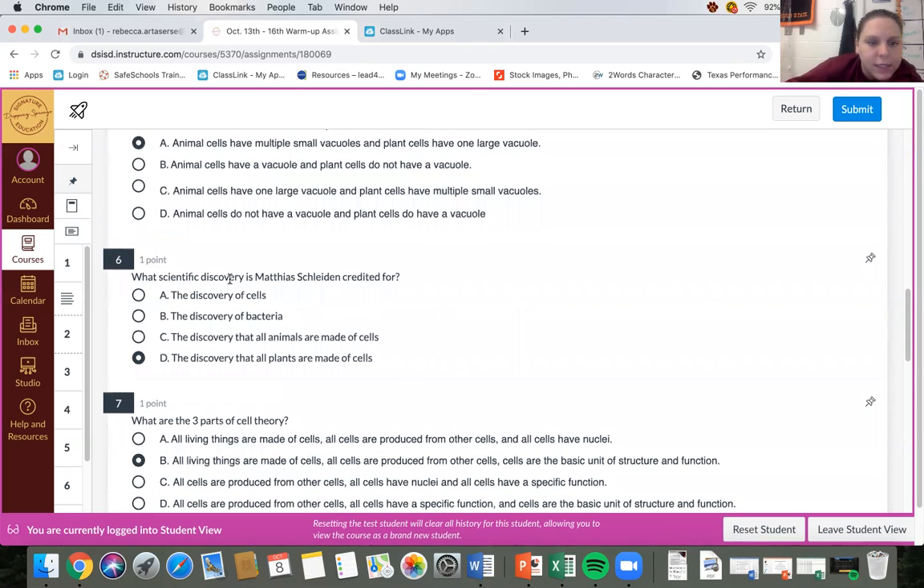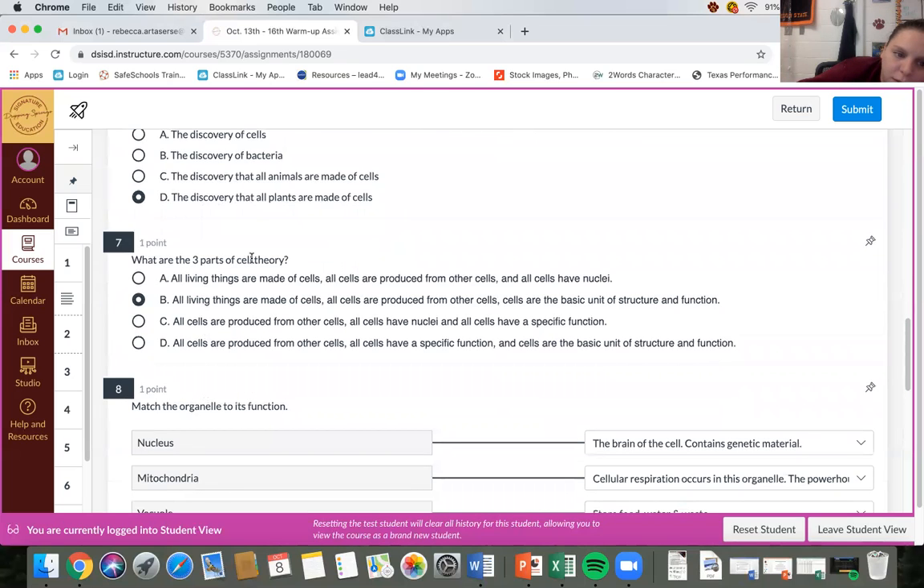Six, what scientific discovery is Matthias Schleiden credited for? So A, the discovery of cells. No, that's Robert Hooke. B, the discovery of bacteria. No, that's Anton van Leeuwenhoek. And C, the discovery that animals are made of cells. Well, that's Theodore Schwann, because Schwann reminds me of a swan, and a swan is an animal. And so the discovery that all plants are made of cells, so Matthias Schleiden discovered that plants are made of cells. What are the three parts of cell theory?